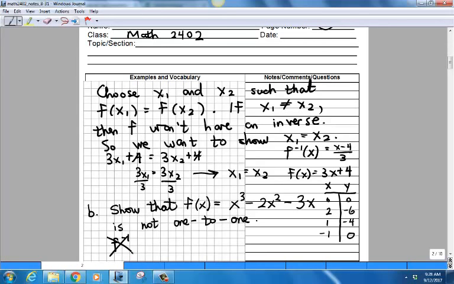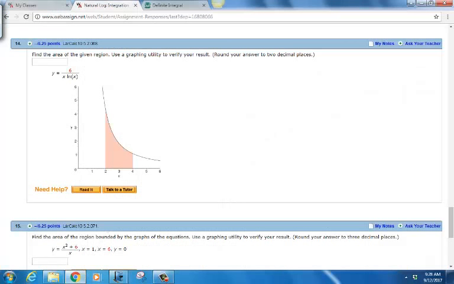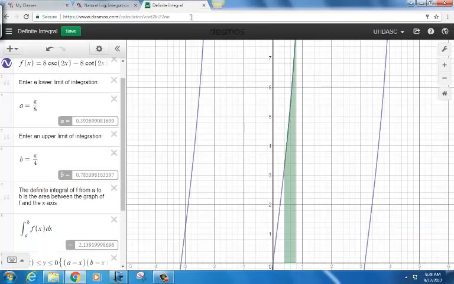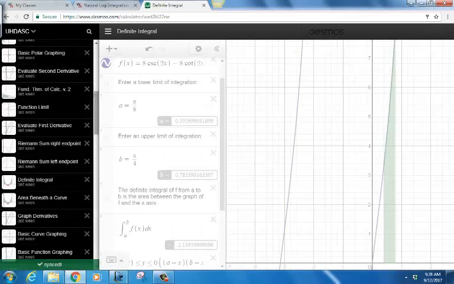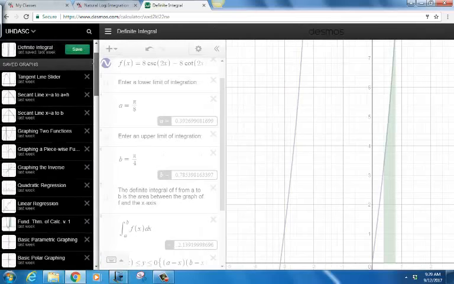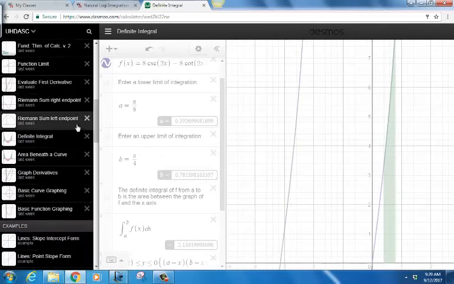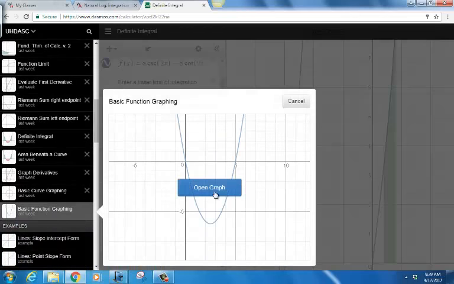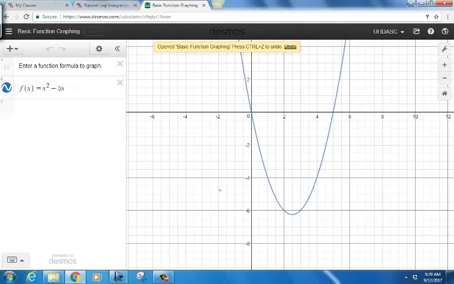Let's actually look at a graph of x cubed minus 2x squared minus 3x, because that might help you figure out that it doesn't have an inverse without doing trial and error, okay? So let's actually look at the graph of that function. I'm going to go back to Desmos, and I have a screen here to help me with making graphs. Let me see if I can find it. It's just called Basic Function Graphing, all right? In this screen, all you have to do is enter in a formula, and it'll make a graph for you.